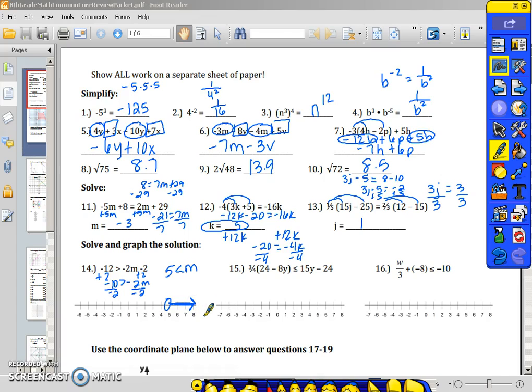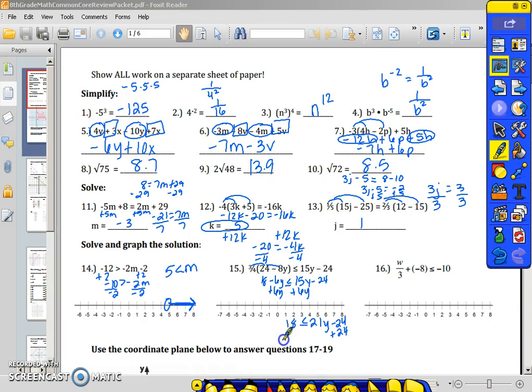For number 15, 3/4 times 24 is 18. 3/4 times 8 is -6y. Less than or equal to 15y minus 24. Solve. You are going to add 6y to both sides. And that gives you 18 is less than or equal to 21y minus 24.